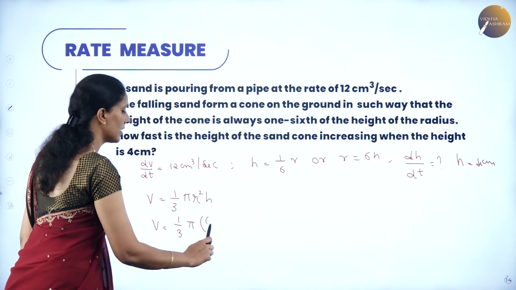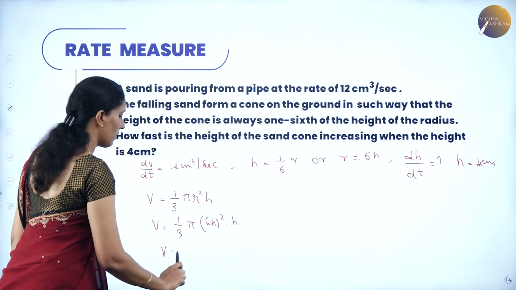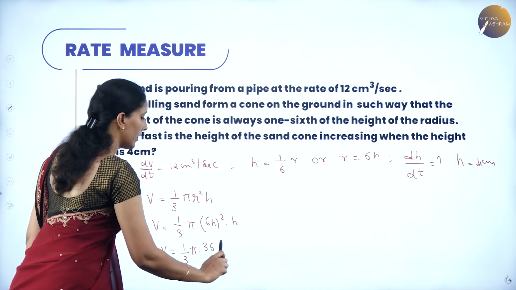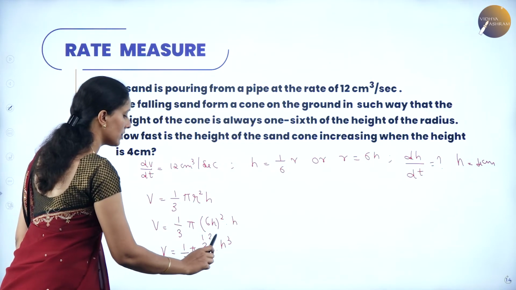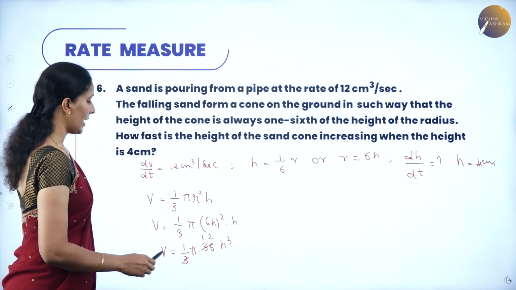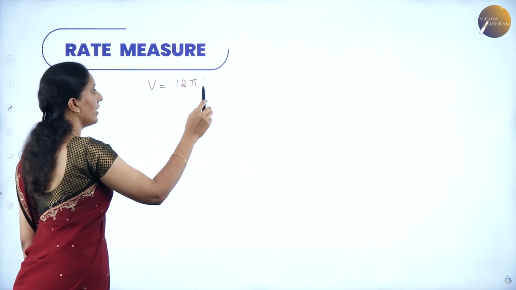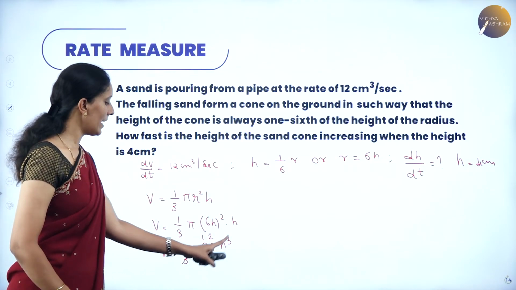So therefore it is (6h)² into h. So V is equal to 1/3 π into 36 into h³. We can cancel here: 3 ones are 3, 3 twos are 6. So therefore we get volume is equal to 12π h³. So see here, it is 12 into 1, 12π h³.